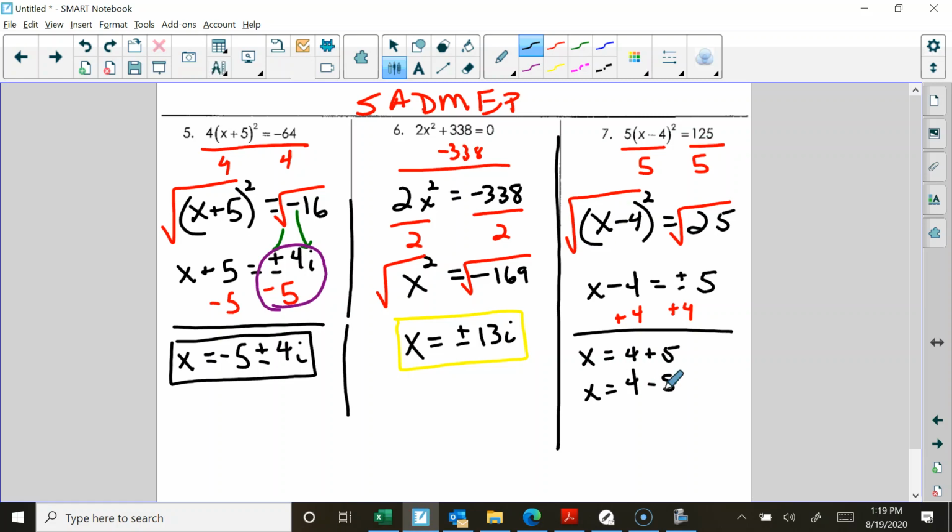In previous problems, we've seen something like this. We've had i's and we've had radicals, so we were not able to actually combine these numbers. So we need to finish this off. 4 plus 5 is 9. Second answer, 4 minus 5 is -1. And these 2 numbers right here become the solution to that problem.